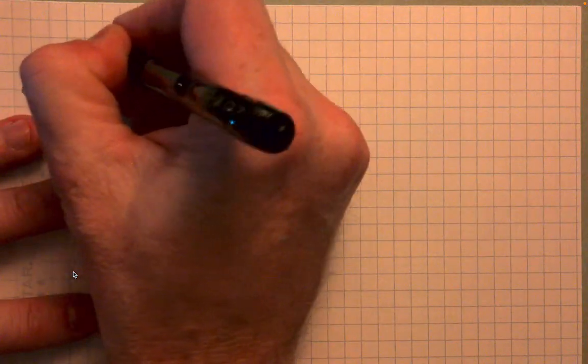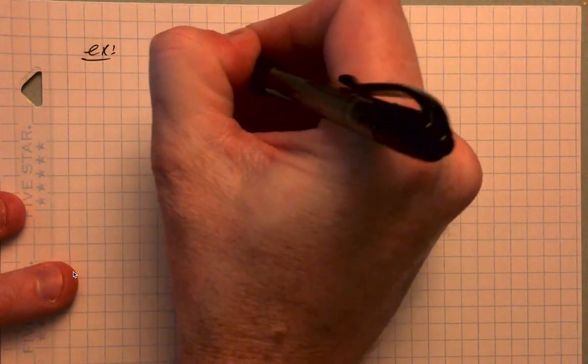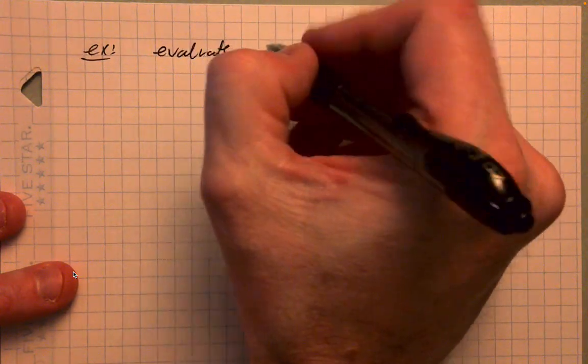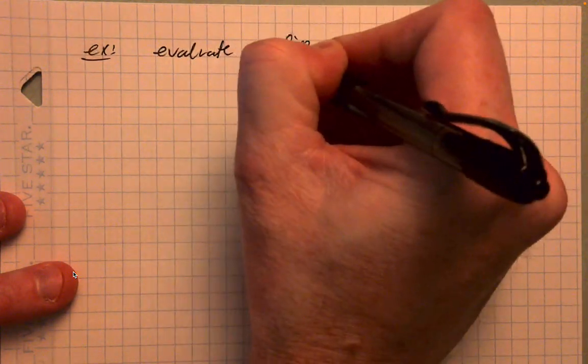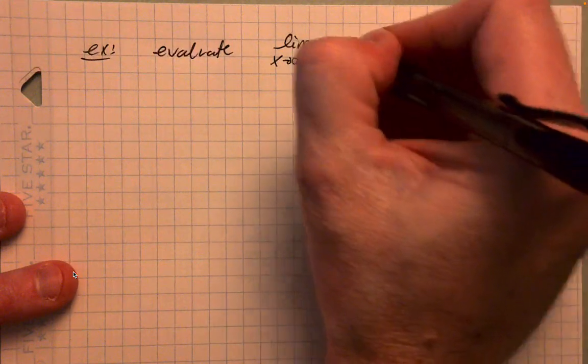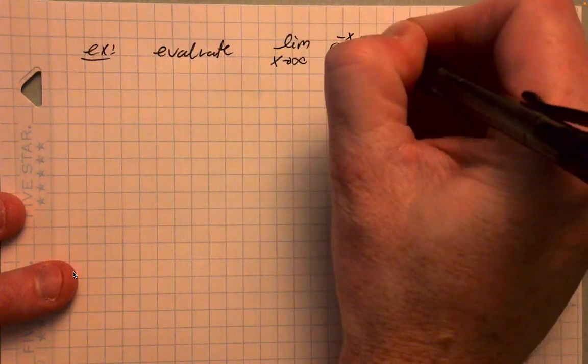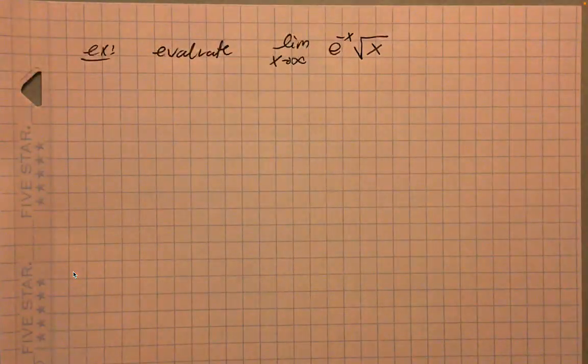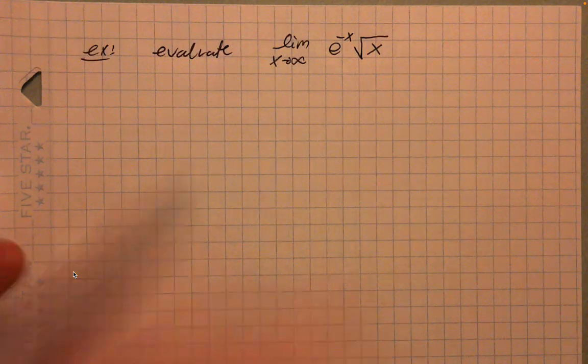Let's do some more examples. I think this is powerful just in the straightforward examples, but this can be really powerful when you combine it with a lot of tricky algebra, right? So what about an example like this, where we want to evaluate the limit as x goes to infinity of e to the negative x times the square root of x.